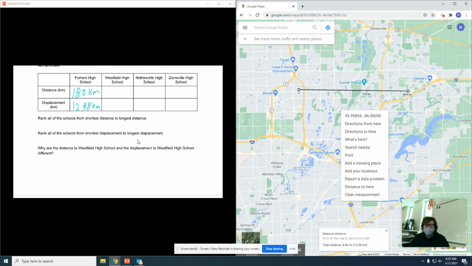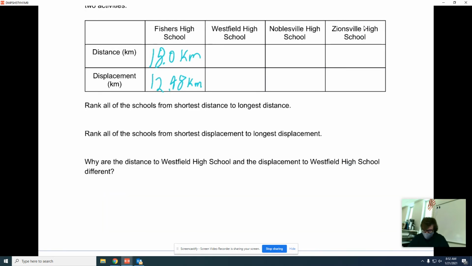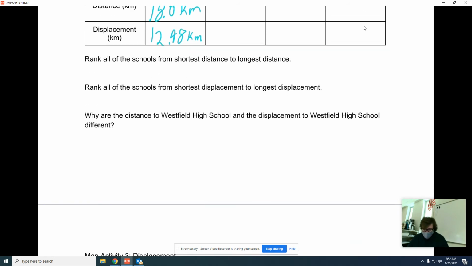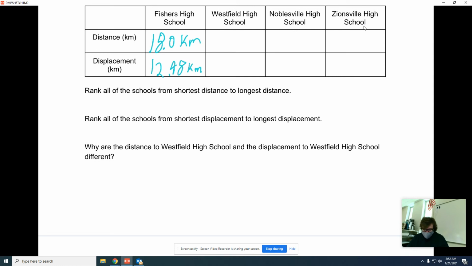Once we're done, we're going to answer these questions. I'm going to just make this full screen so we can see it a little easier. So I need to rank all the schools from the shortest to longest distance and the shortest to longest displacement. And then if we look, once you figure out the distance and displacement for Westfield High School, you should notice that they were different numbers.